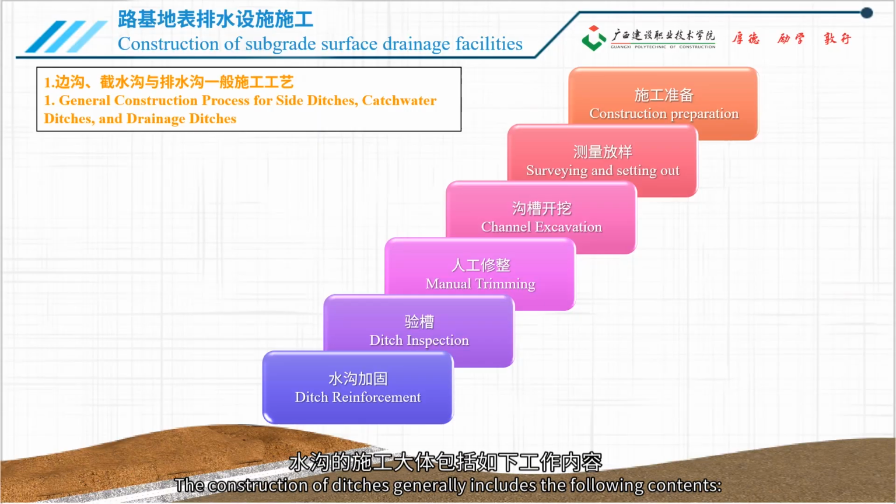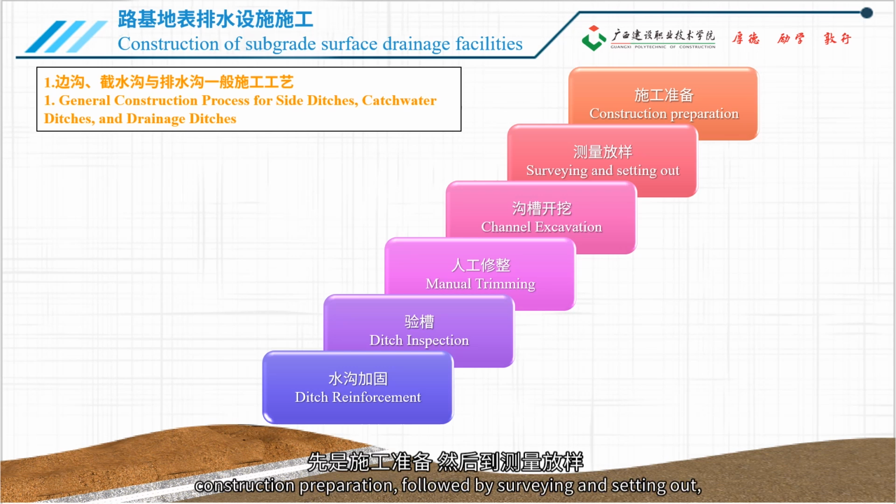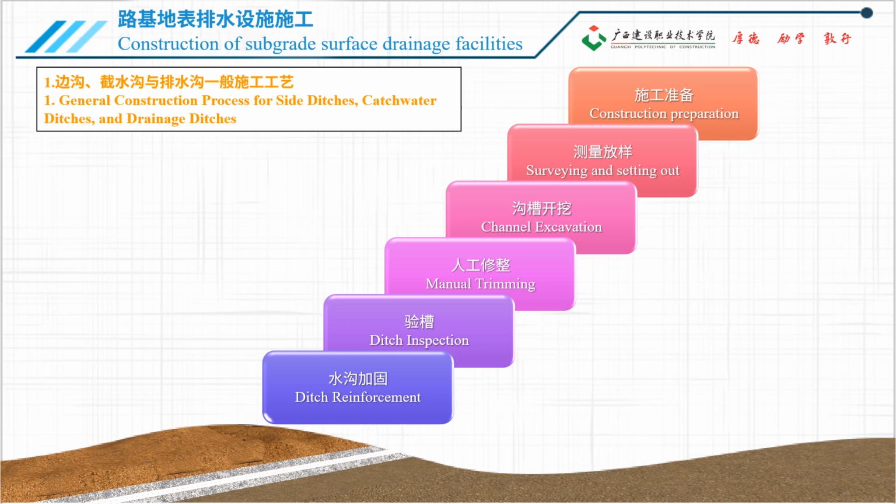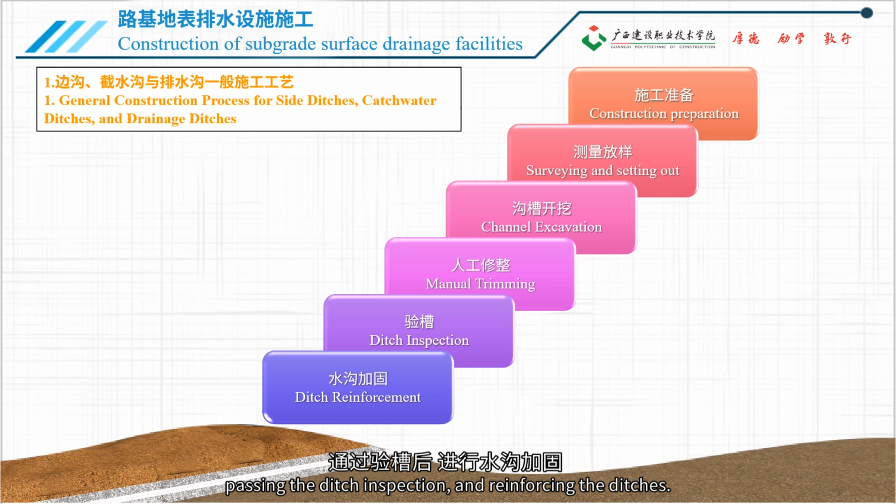The construction of ditches generally includes the following contents: construction preparation, followed by surveying and setting out, channel excavation, manual trimming, and after that, passing the ditch inspection and reinforcing the ditches.